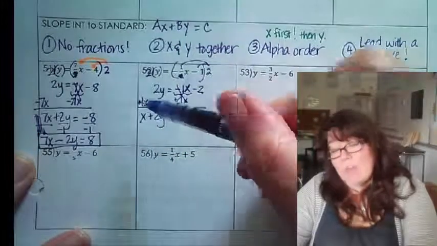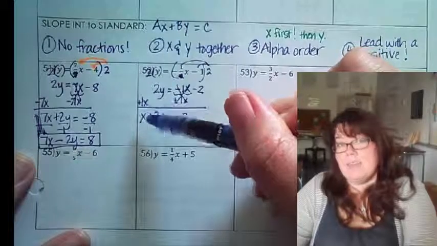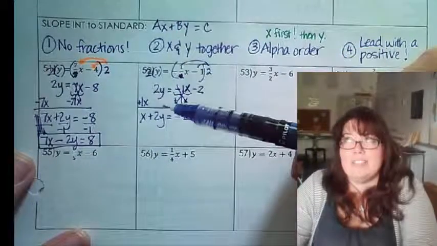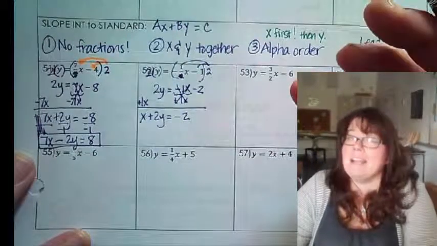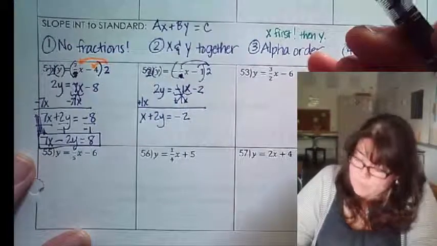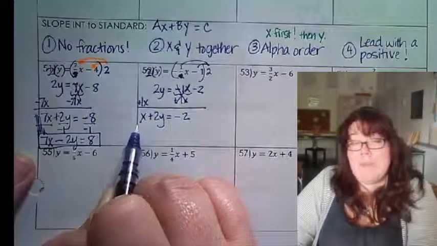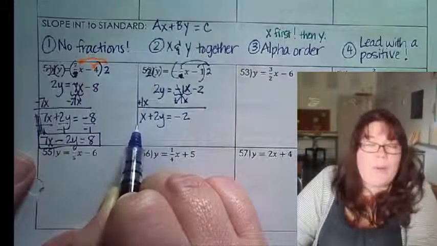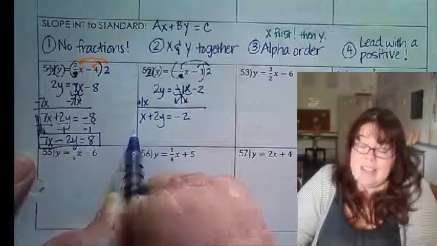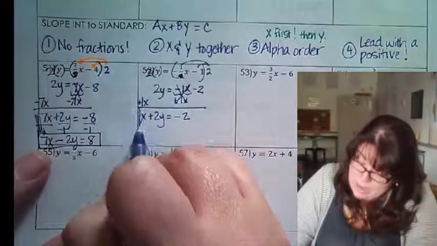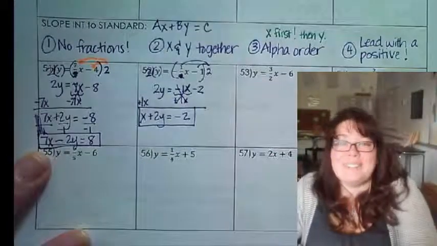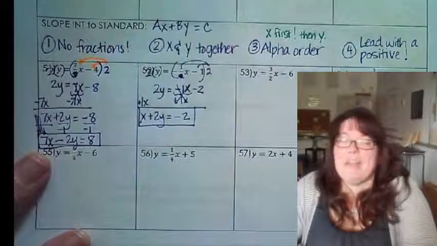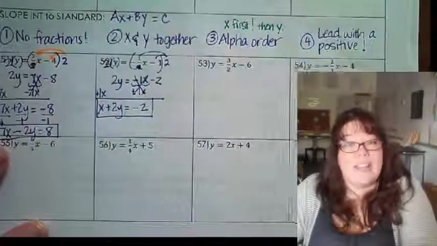Notice I did not write the 1 in front of the x because anything times 1 is just itself. So I can just write x, and that's okay. Now I want to make sure I'm leading with a positive. And if I look, my coefficient for x is positive. So I don't have to divide by -1. That's taken care of for me. And I'm done. How'd you do? Were you able to get it? I bet you were. Let's try another one together.